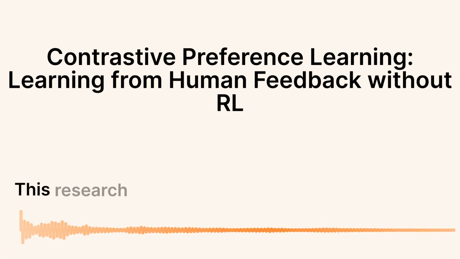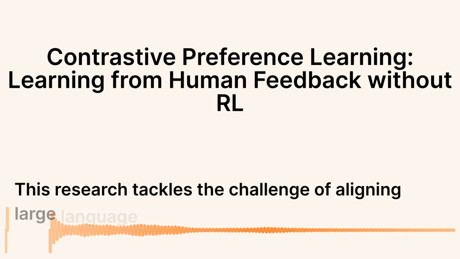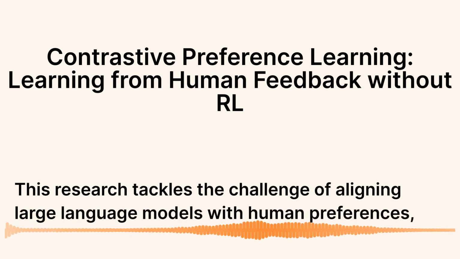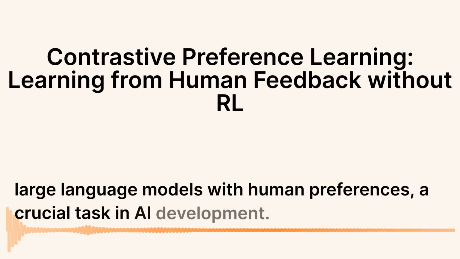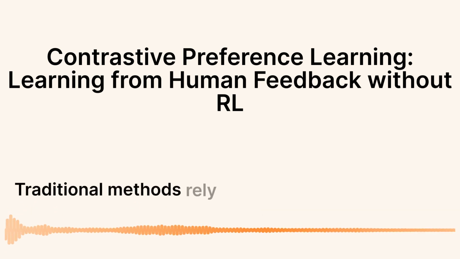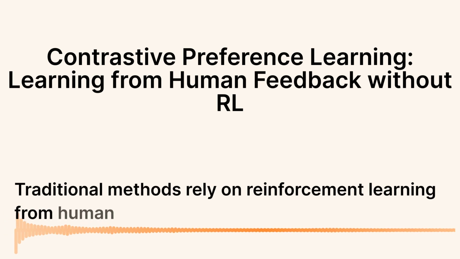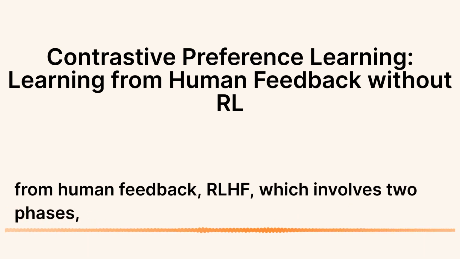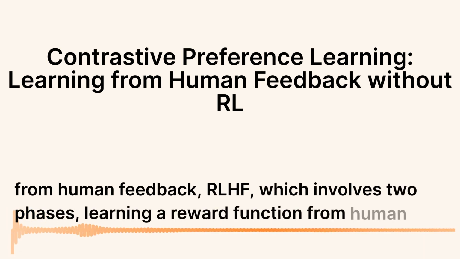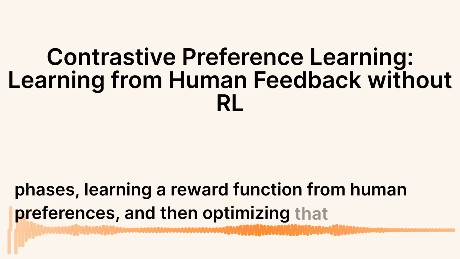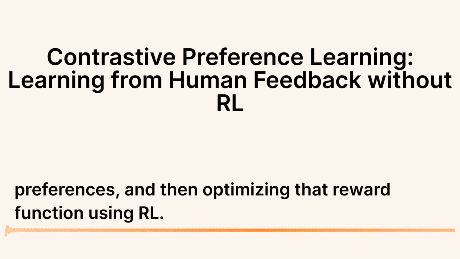Today, we're diving into a groundbreaking paper titled Contrastive Preference Learning, Learning from Human Feedback Without RL. This research tackles the challenge of aligning large language models with human preferences, a crucial task in AI development. Traditional methods rely on reinforcement learning from human feedback, RLHF, which involves two phases: learning a reward function from human preferences, and then optimizing that reward function using RL.